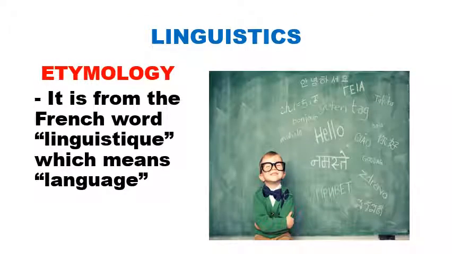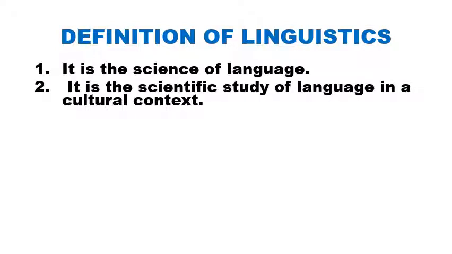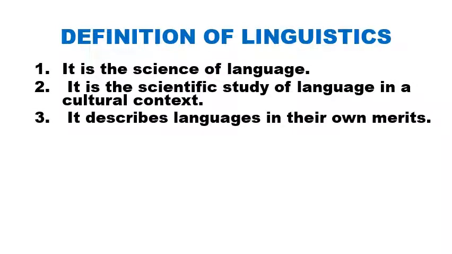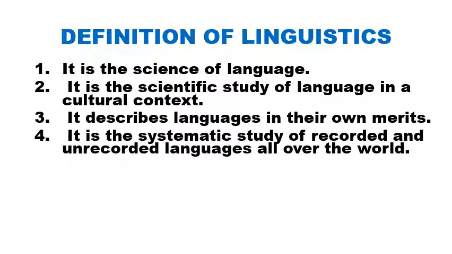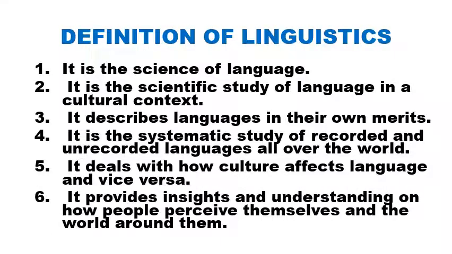Etymology. It is from the French word linguistique, which means language. Definition of linguistics. It is the science of language. It is the scientific study of language in a cultural context. It describes languages on their own merits. It is the systematic study of recorded and unrecorded languages all over the world. It deals with how culture affects language and vice versa. It provides insights and understanding on how people perceive themselves and the world around them.